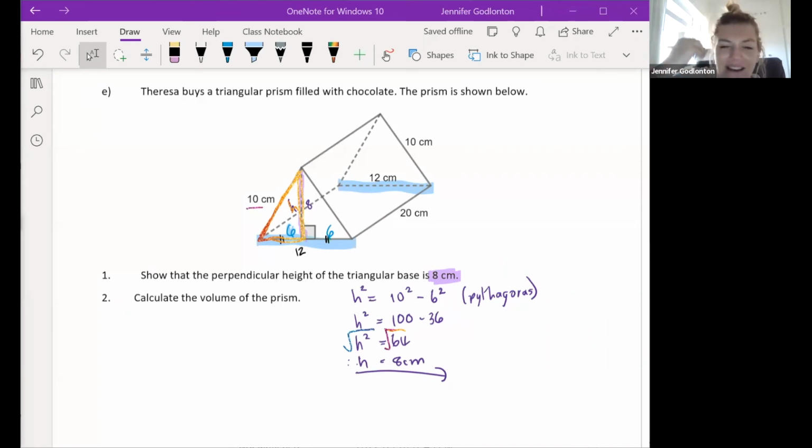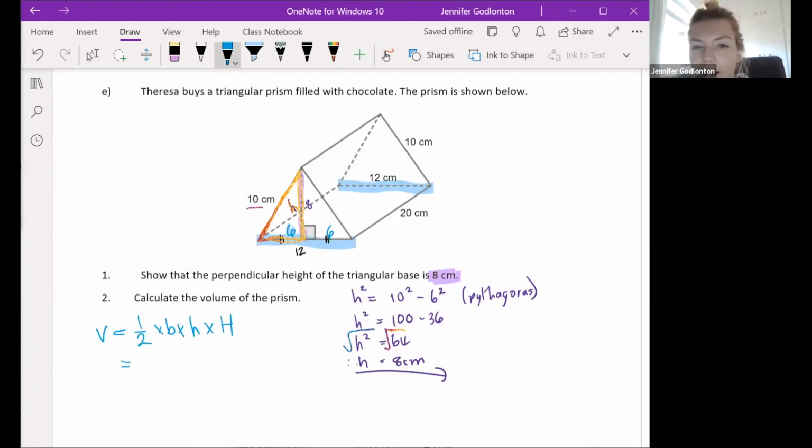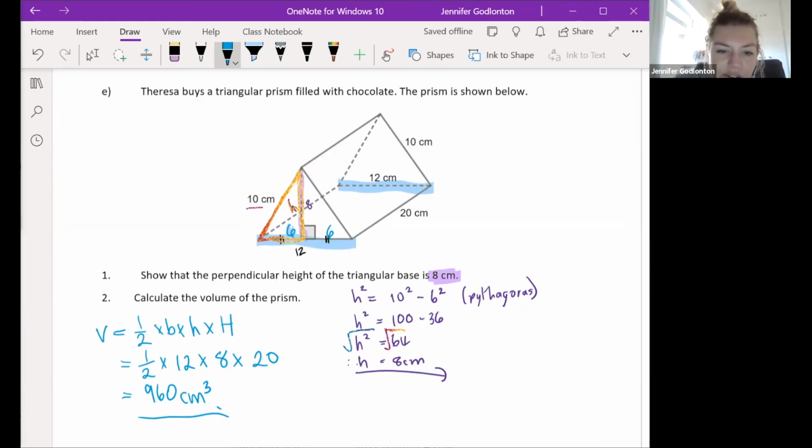Okay, Tiana, what is my volume here? Ma'am, before I tell you the volume, I just want to know if we put in our formula for the base, are we going to say 12 or 6? You're going to say 12. Okay, then our volume, are we going to say half times 12 times 8 times 20? Good. And then our volume is going to equal 960 centimeters cubed. Perfect. 100%. Nice job.